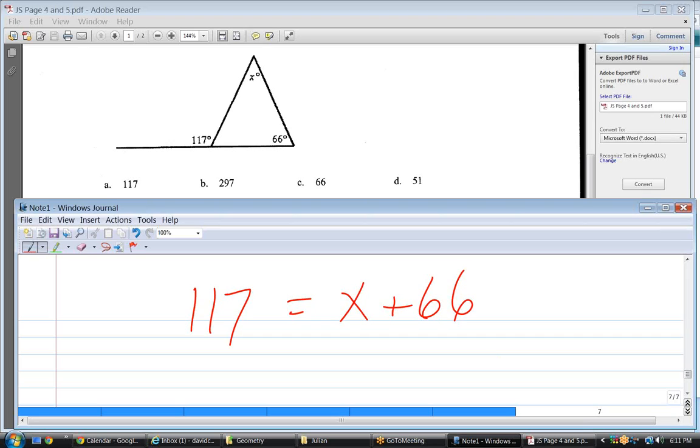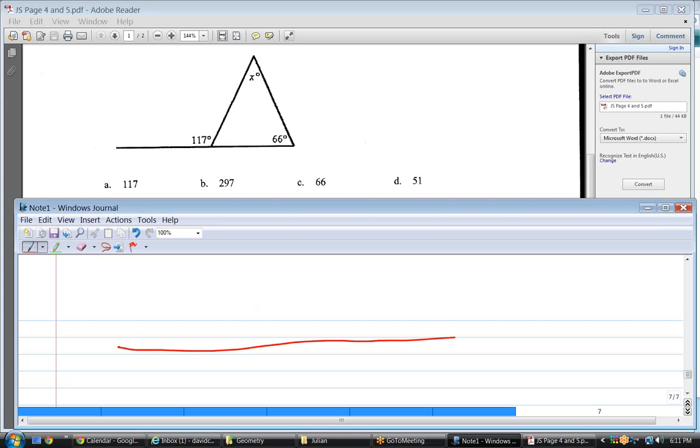Now, this is a much easier way to do this problem, because now all I've got to do is subtract 66 from the left side to get 51. And there I'm done. If you do it the hard way, let's do it both ways, because this is for some reason a difficult one to remember, and I believe it's that way because I don't need that theorem to solve this problem.